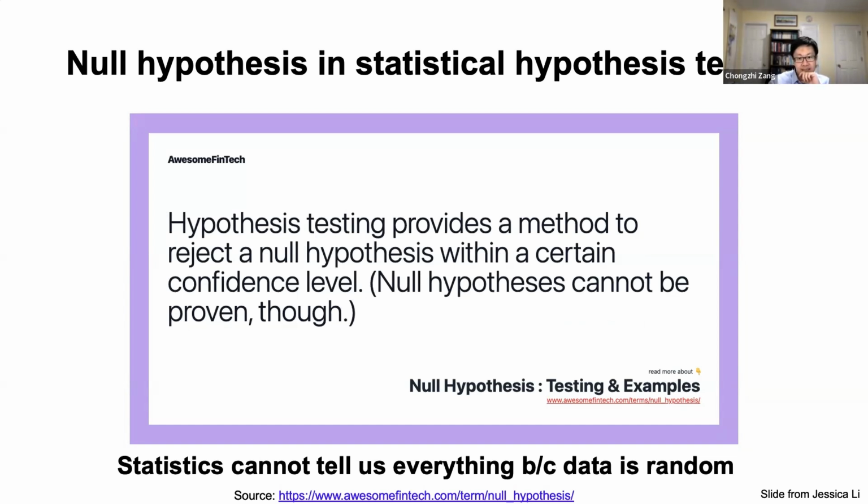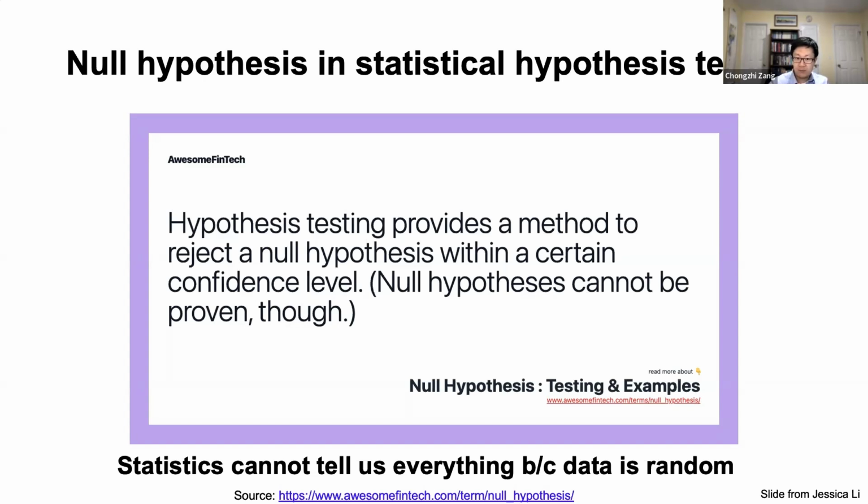There is another saying, which is that hypothesis testing provides a method to reject a null hypothesis within a certain confidence level. This is true. So a null hypothesis cannot be proven. We cannot prove whether a null hypothesis is true or not. We can only make a conclusion from our observed data about whether we want to reject or cannot reject a null hypothesis. So statistics cannot tell us everything.